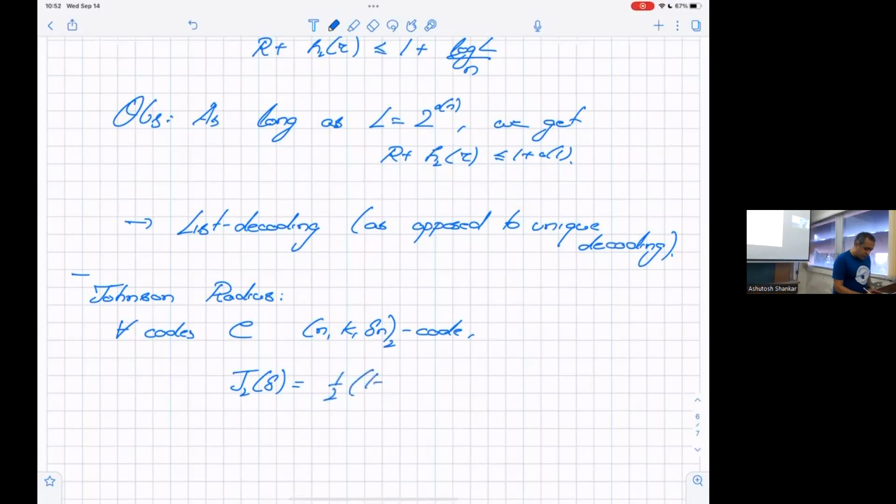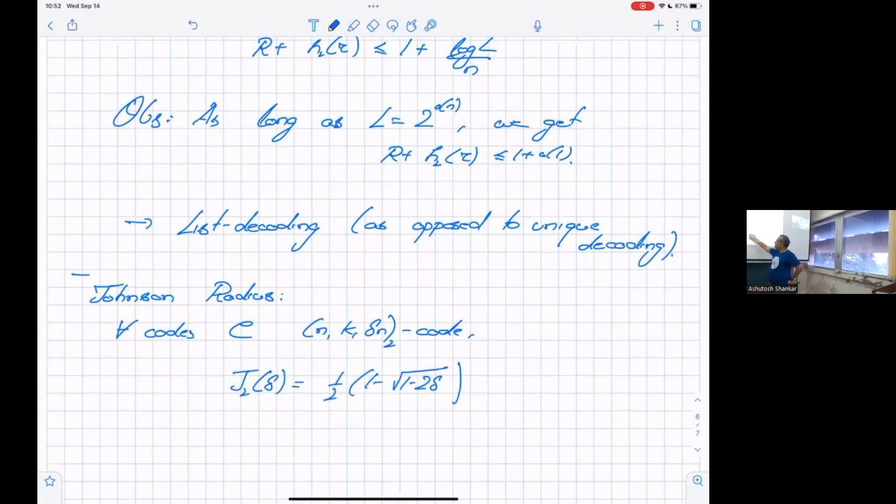Johnson showed this number, 1 minus square root of 1 minus 2 delta. It seems a weird number, but we will shortly see why. This is a number always larger than delta by 2. Actually, it's not hard to see.